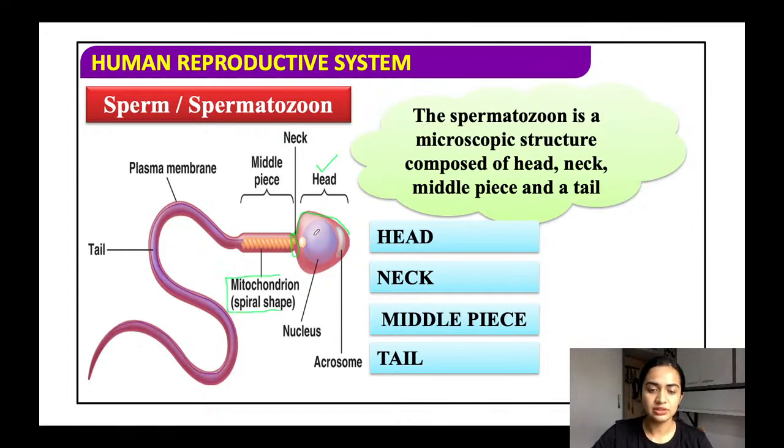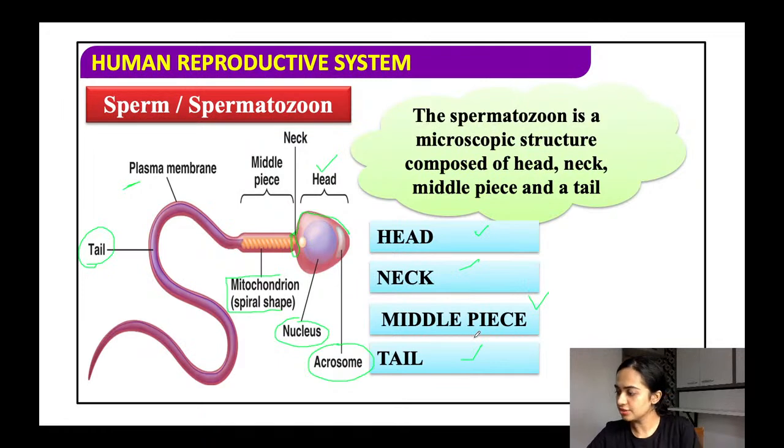Inside the head, there are the nucleus and the acrosome. These two are present inside the head. Then the neck connects it to the middle piece where mitochondria are present. And these mitochondria are required for the movement of the tail. All right. And the entire sperm is covered by a thin layer, that is the plasma membrane. So I hope all the 4 structures are clear to you.